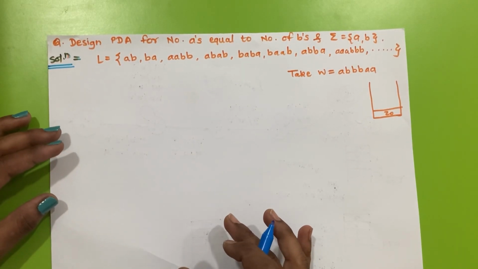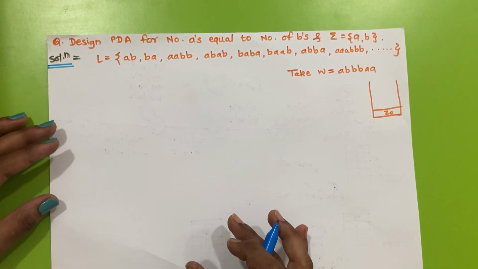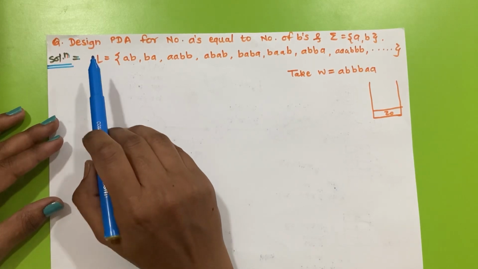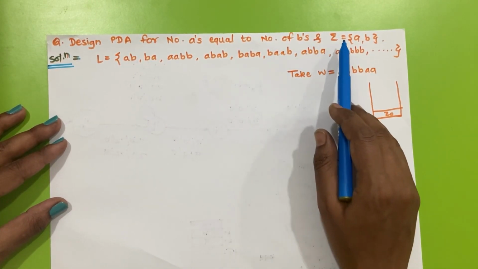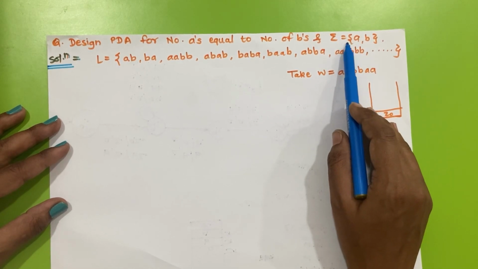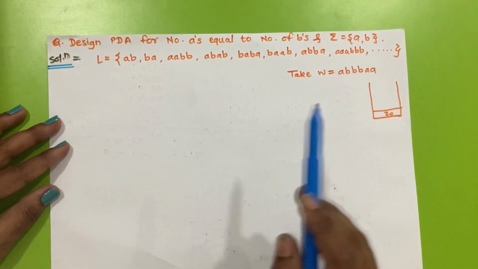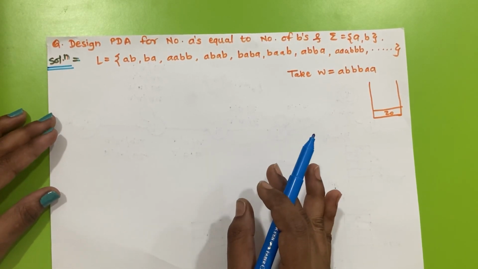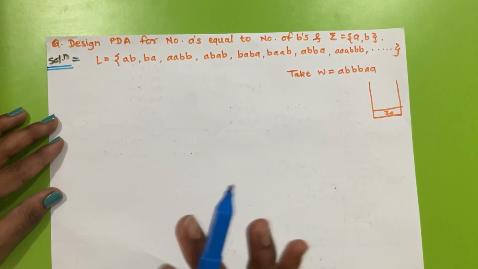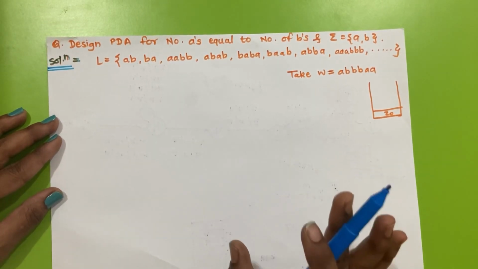Hey guys, here I came up with a new example on PDA designing, that is, design a PDA for number of A's equal to number of B's. And here sigma is what? Sigma is equal to {A, B}. Means here we have a string of only A's and B's with the condition that in the whole string the number of A's is equal to the number of B's.